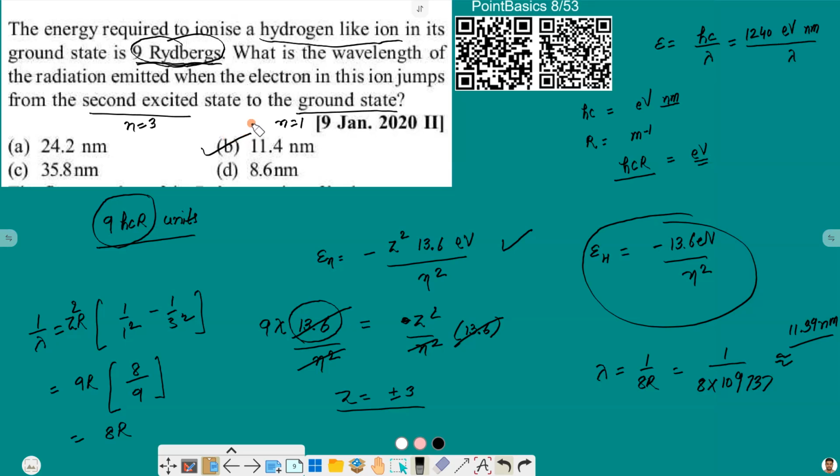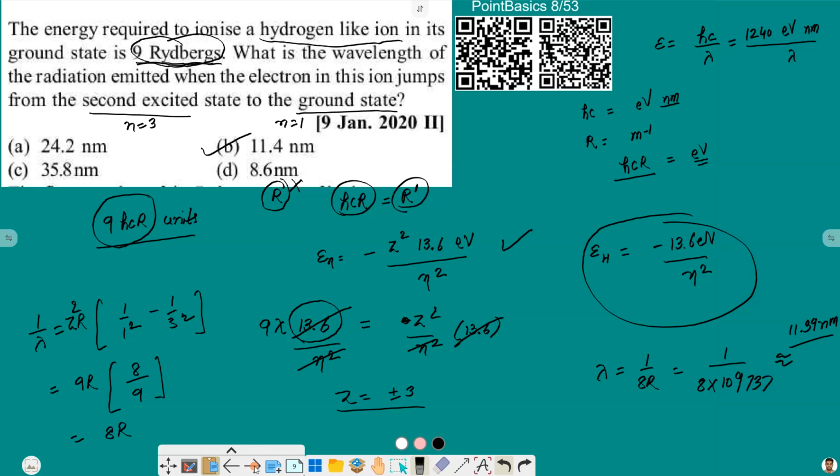The only important thing in this question is the Rydberg unit. What is the Rydberg unit? If you consider it as R, then it will be wrong. The actual Rydberg unit is hcR, and that can be assumed as R dash.